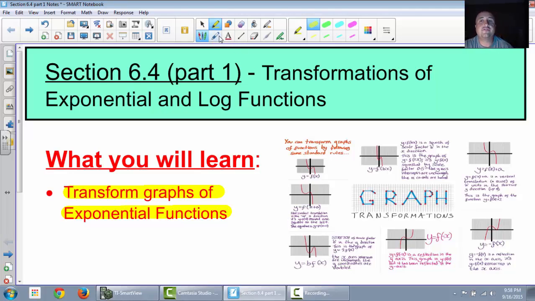Okay, so let's not forget exponential functions are equations that have the function y equals b raised to the x. So anything with the x in the exponent, that's an exponential function. And what does it mean to transform? Transform just means change the graph. You can move it, you can reflect it, you can make it bigger, you can make it smaller. Anything that will change our original graph, that's a transformation.